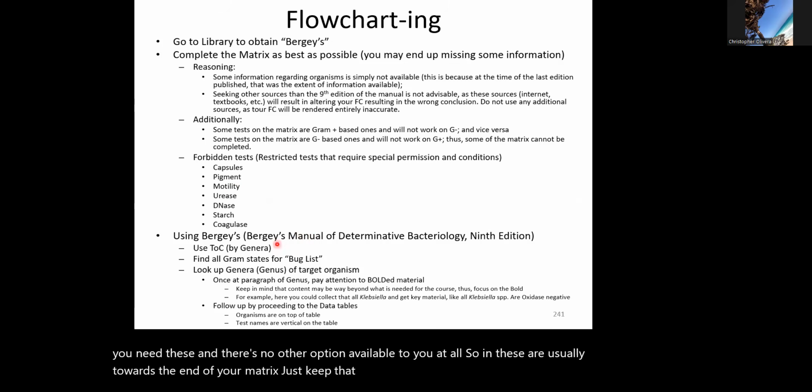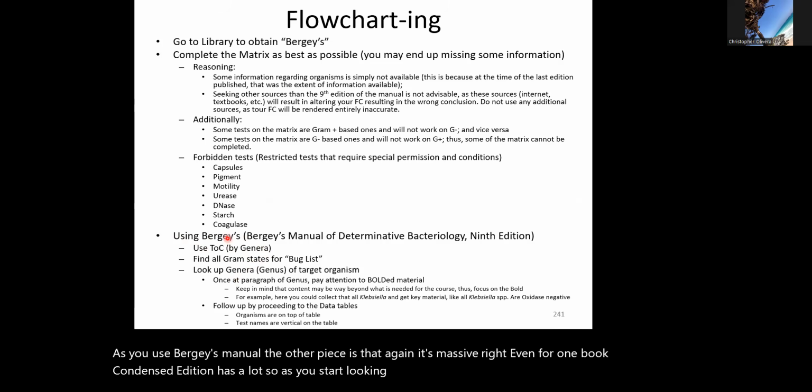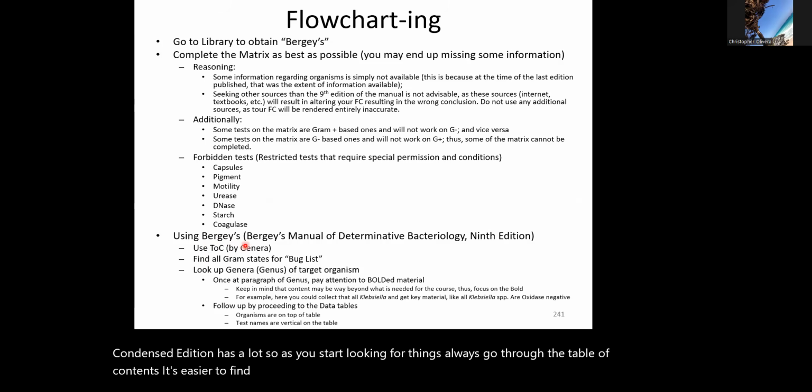All right. Now, as you use Bergey's manual, the other piece is that, again, it's massive, right? Even the one-book condensed edition has a lot. So as you start looking for things, always go to the table of contents. It's easier to find things there, or at the end of the actual book itself, to look for the particular genus that you're interested in. Make sure you have all the information that you need from that bug list.